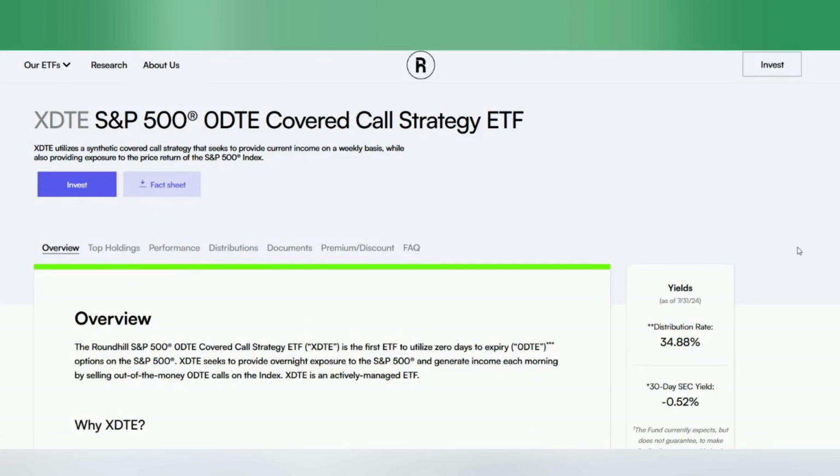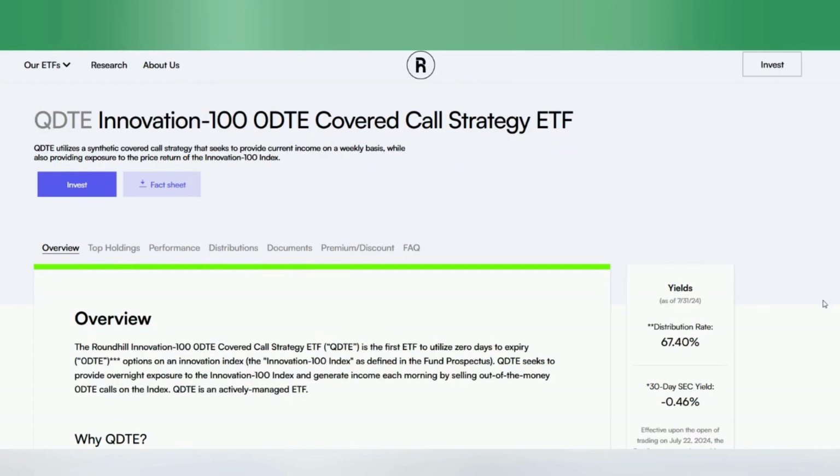Now, one thing that's interesting and unique about the XDTE and QDTE funds is that there are no equities in holding. It's only an option strategy, purely financial gymnastics, but these funds have a weekly distribution, which is definitely new. Essentially what they're doing is flex options, which is kind of hard to do for the average investor.